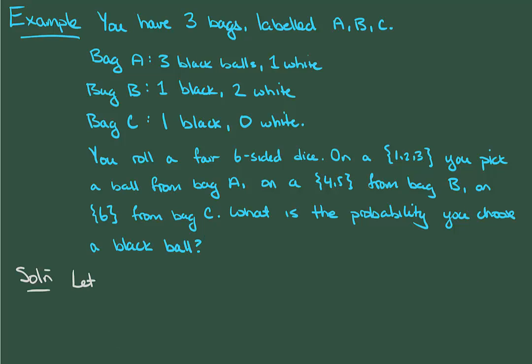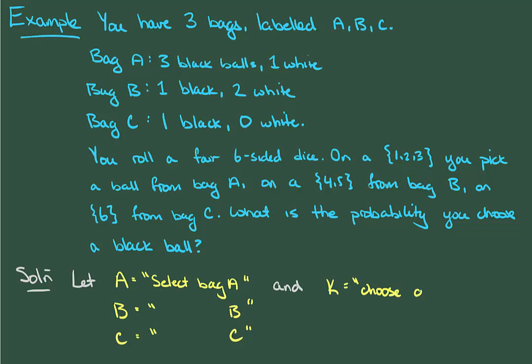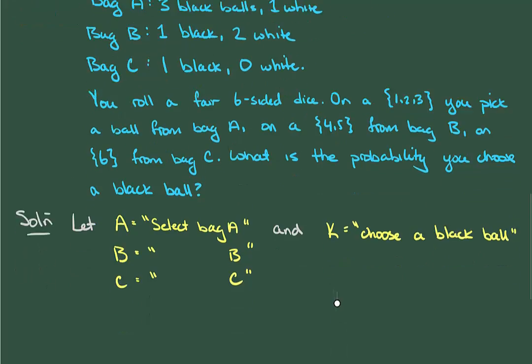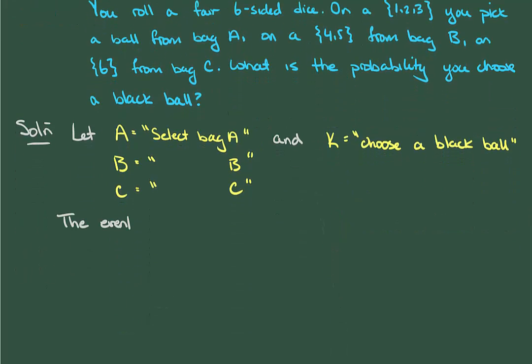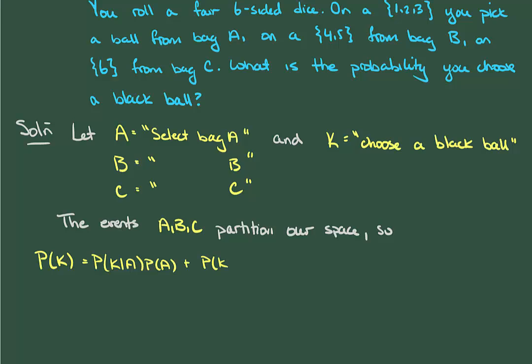Just to be tidy, let's define the event A to be that we choose bag A, and similarly for bags B and C. The event K will correspond to us choosing a black ball from the bag. Now A, B, and C partition our space. We must choose one bag, but we can only choose one bag. So by the law of total probability, the probability of K can be computed over this partition as so.